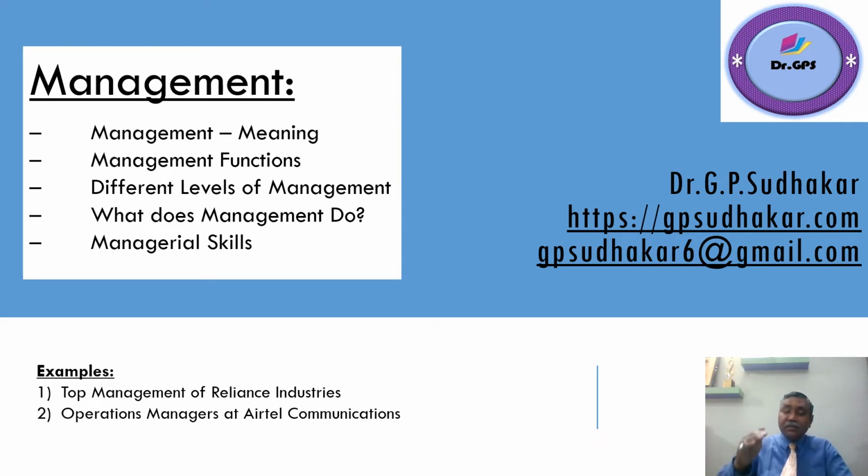What do they do? Different levels of management. First, top management does strategic planning. Middle managers do tactical planning. Entry level managers do operational planning. That means, what is the part of strategic planning? Top management does strategic planning. As part of strategic planning, what do they do? They devise plans and policies for the organization.